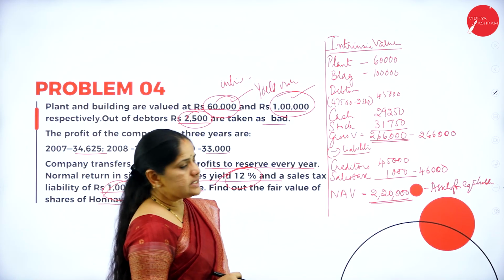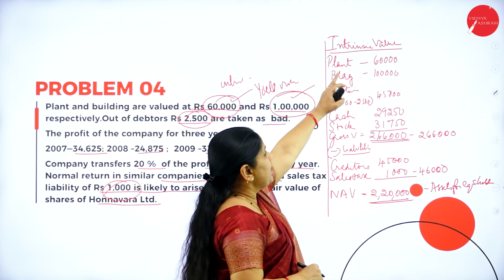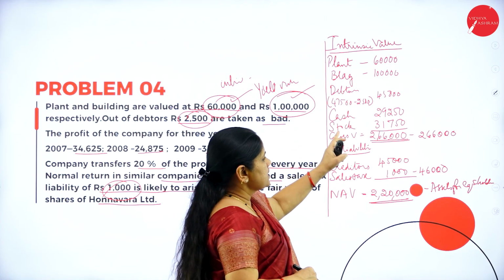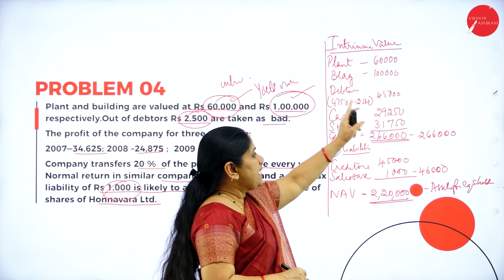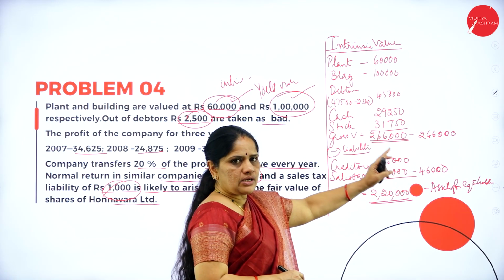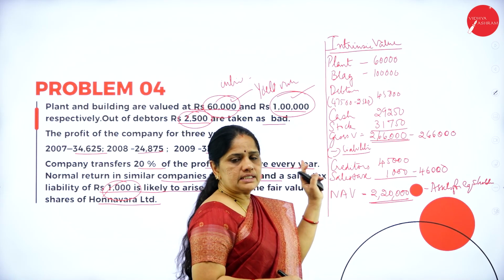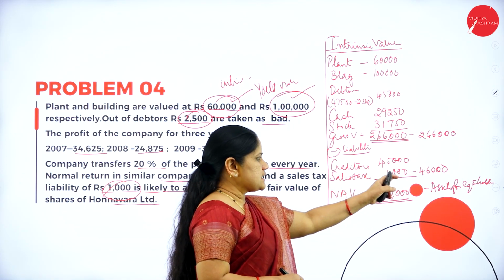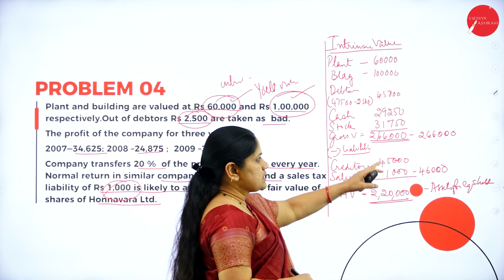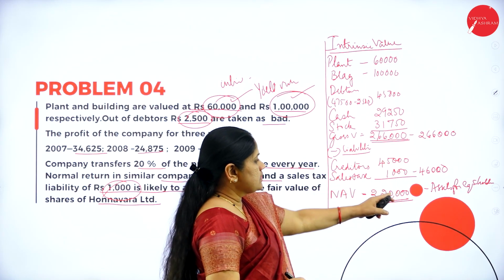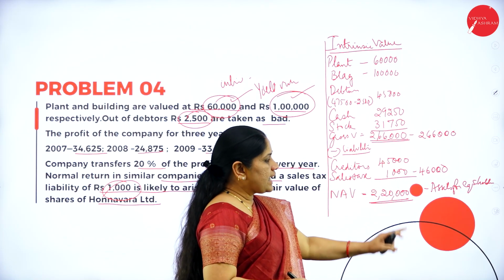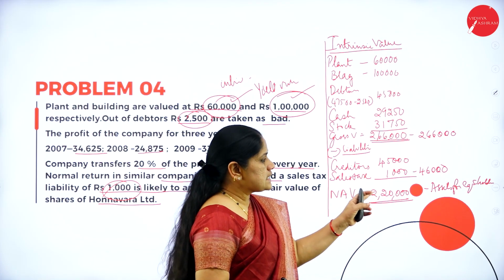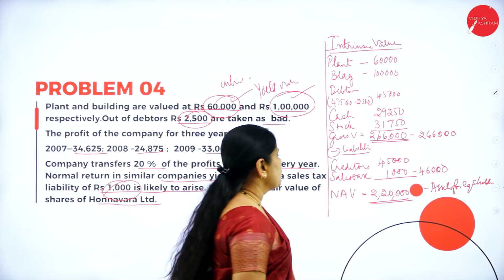So we have the intrinsic value here. I've taken plant, building, debtors, cash, stock. So when I add all this, I get 2,66,000. From this 2,66,000, I am deducting the liabilities, creditors and sales tax, that comes up to 46,000. So 2,66,000 minus 46,000, 2,20,000. This is the assets available for equity shareholders.